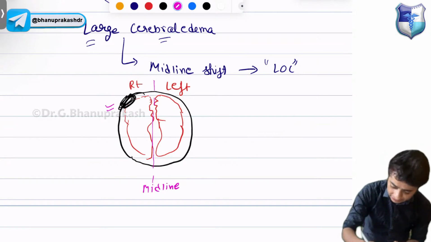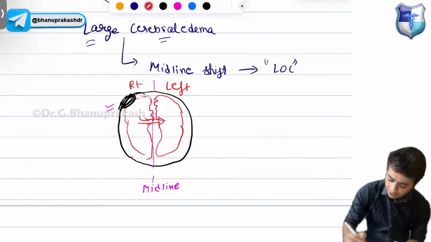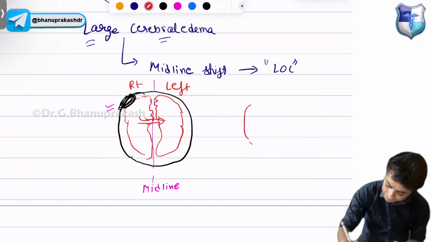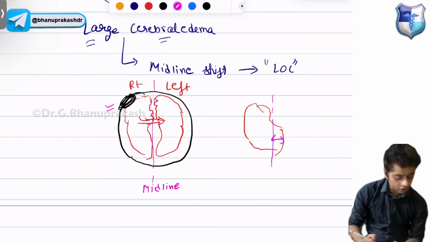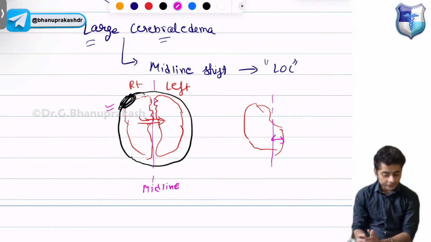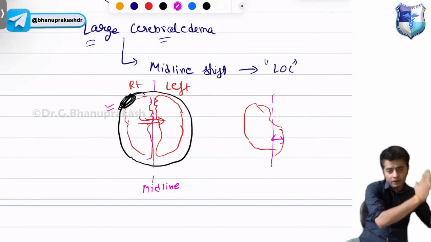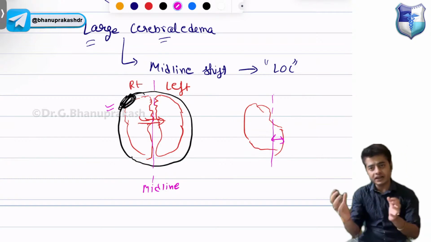When there will be pressure on the right hand side, what will happen? This right cerebral hemisphere will go to the left hand side and it will be like this, and there will be a midline shift. Okay, Dheeraj, have you got this? How does midline shift occur? If there is a lot of pressure, the brain will shift from the right side to the left side.